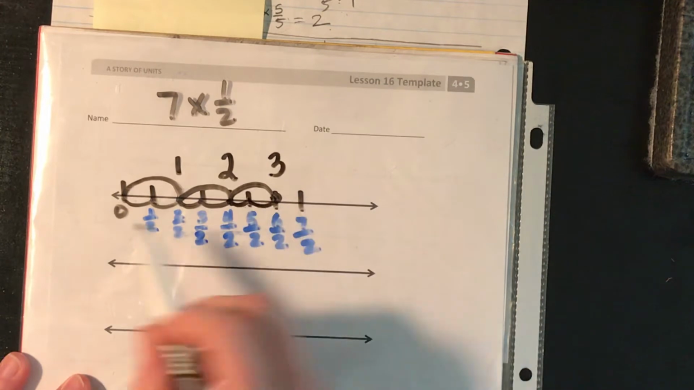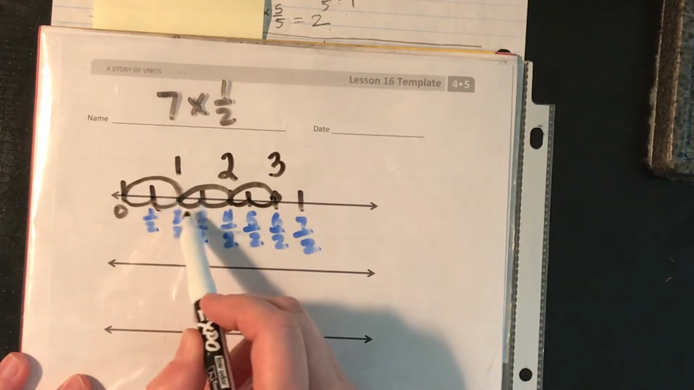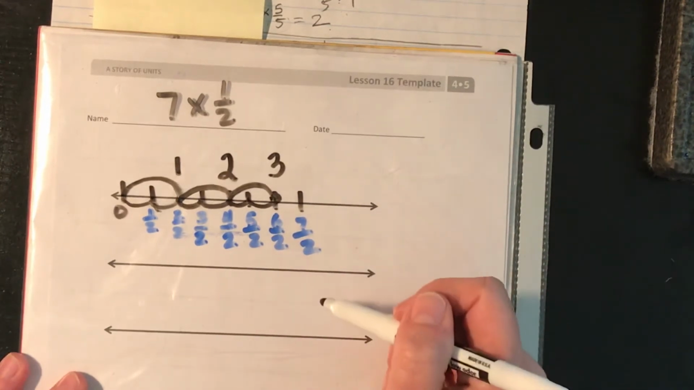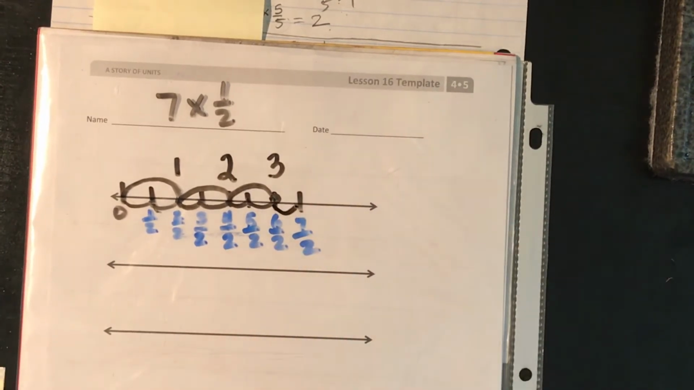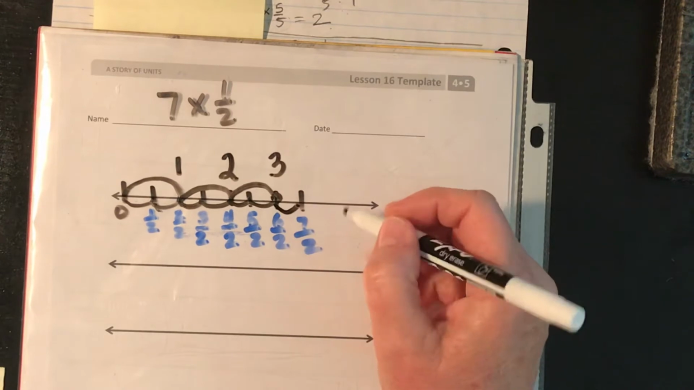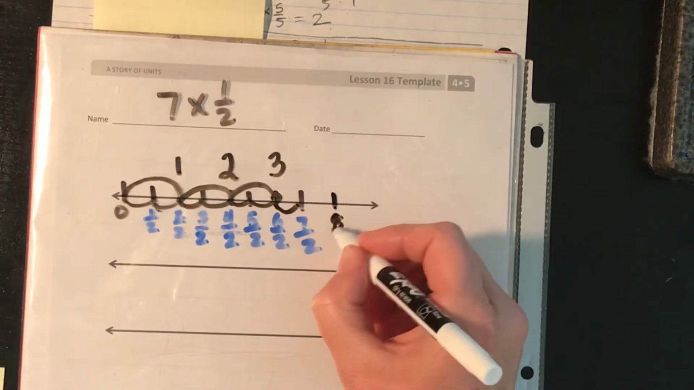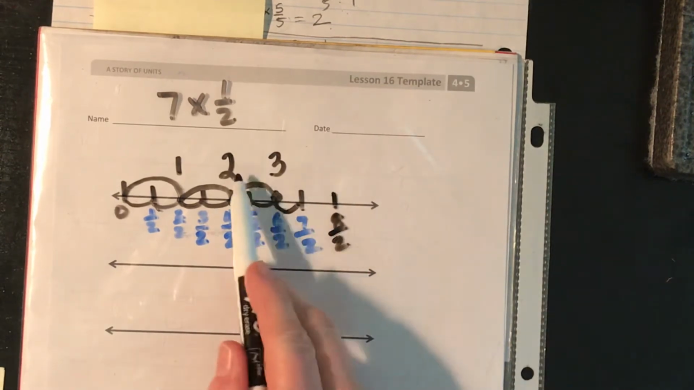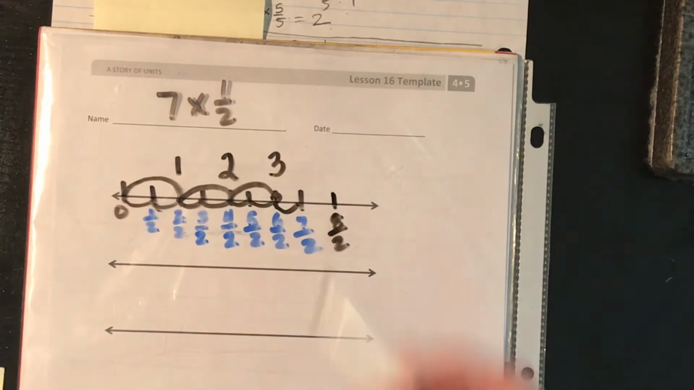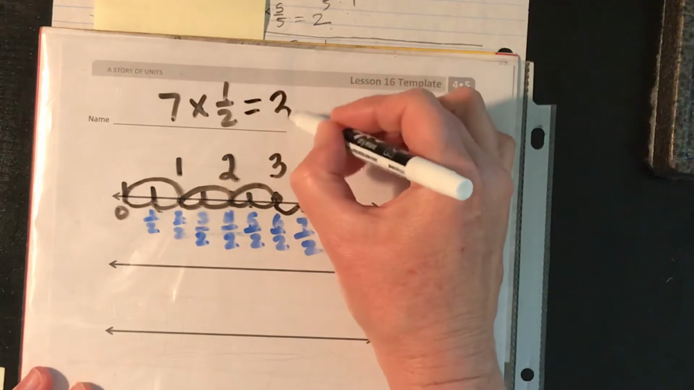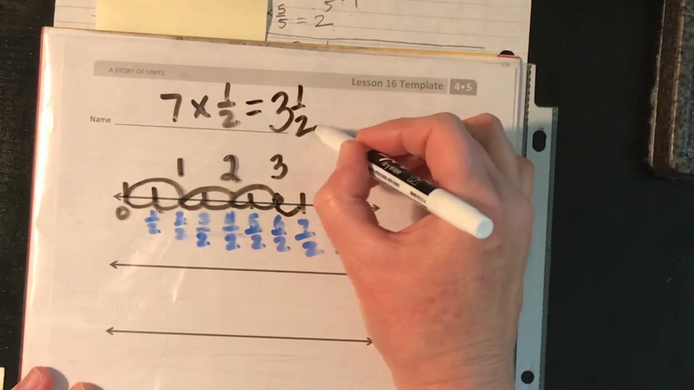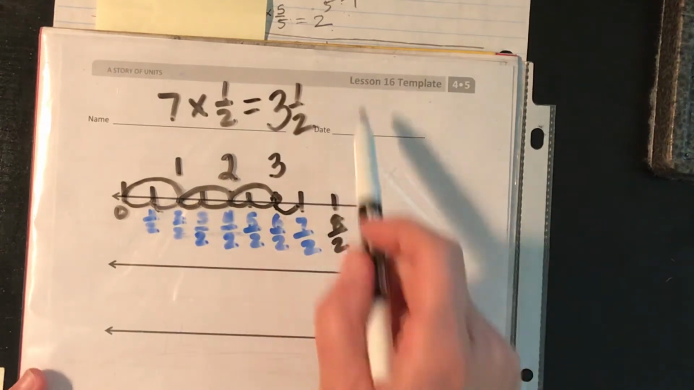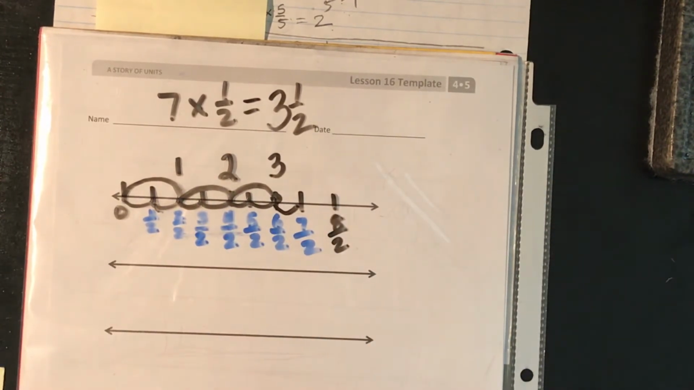I can see 1, 2, 3, 4, 5, 6 halves, but I still have 1 more half, and it's not all the way to 4. Remember, 8 halves, that would be 4. So I'm not to 4. I'm at 3 and, yes, you guessed it, 3 and 1/2. So that's how I would use a number line to help me solve a problem like this.